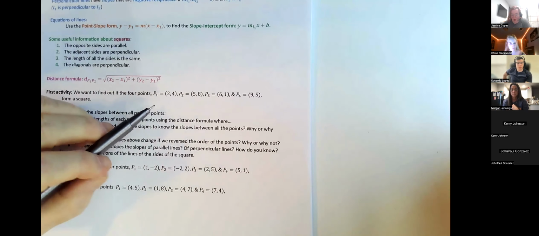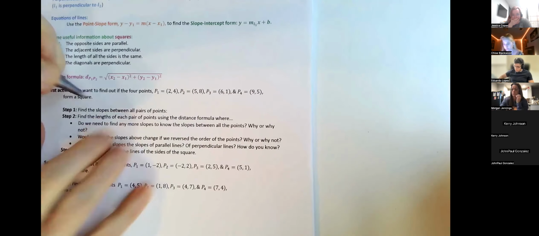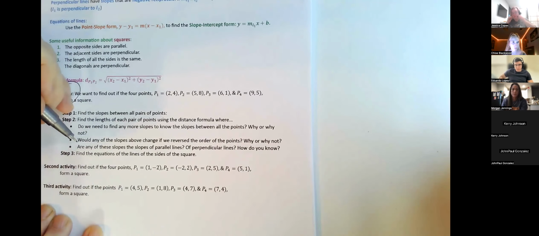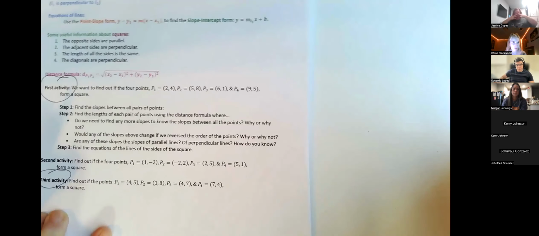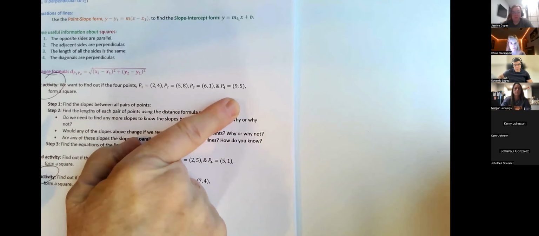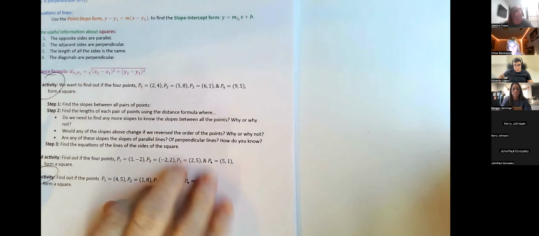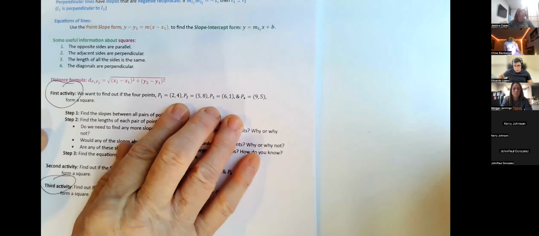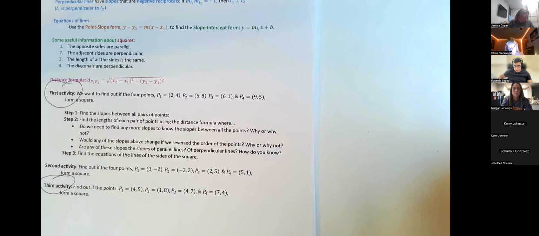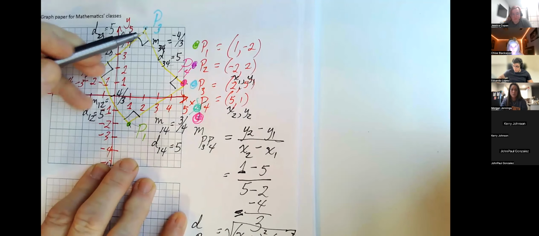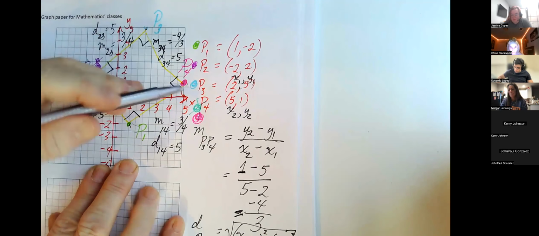So I want you to do this first activity and then do the third activity. Plot the 4 points. So let's just look at the first one. Plot the 4 points, figure out which of the slopes you need to find and which of the distances you need to find, just like we did. So we didn't need to find all the distances or all the slopes, just the slopes between the points that make an edge.